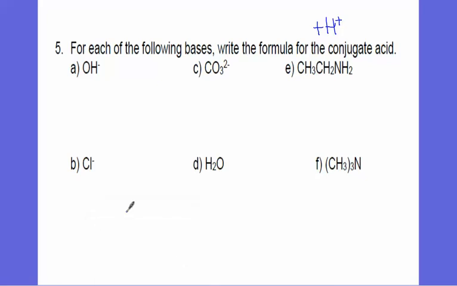So now that you've had a moment to figure out the conjugate acids for all of these, what did you get as the conjugate acid for OH minus? H2O. What about Cl minus? HCl. CO3 2 minus? HCO3 minus. Good. I'm really glad nobody said H2CO3 because that would be 2 hydrogens difference. Okay? A conjugate is only 1 hydrogen away.